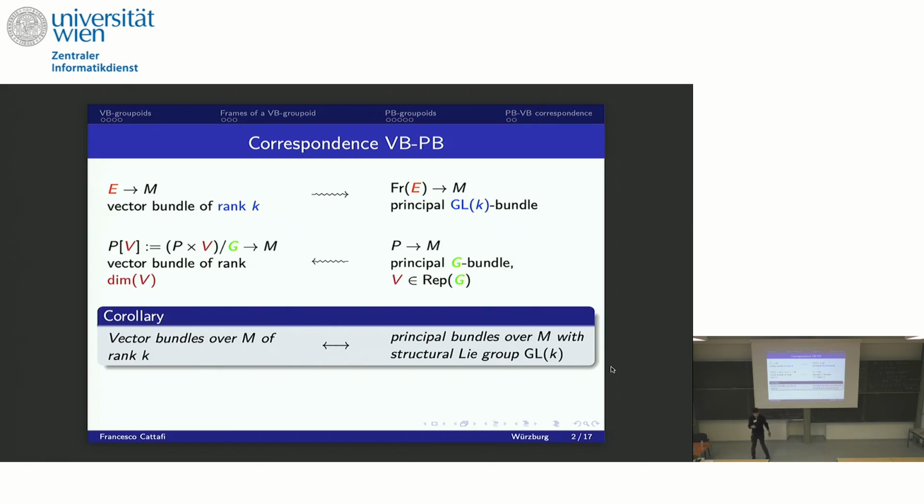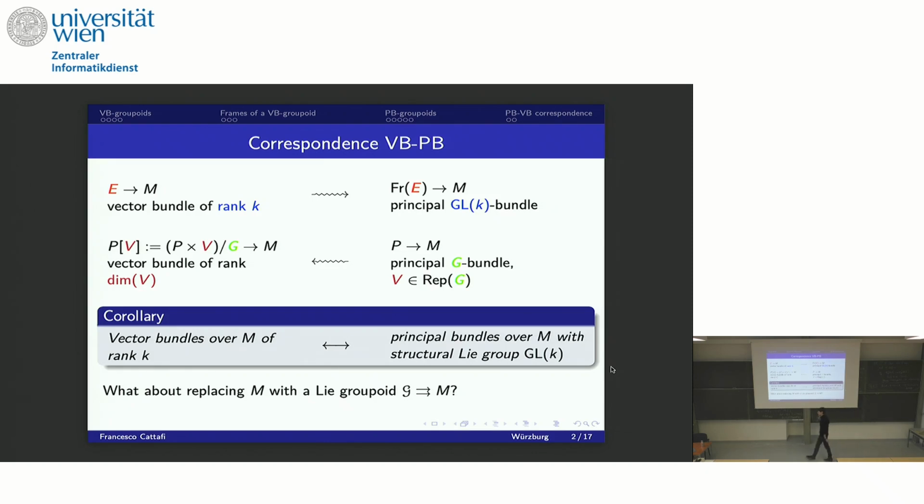And the main question that we wanted to address would be: what happens if we try to replace M with a Lie groupoid, G over M? So I will explain what I mean exactly by that, and why and how we can try to address this question.